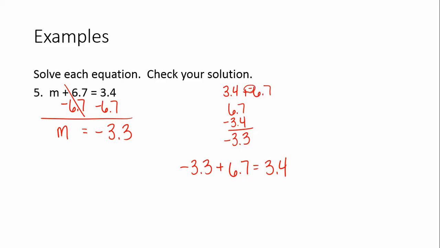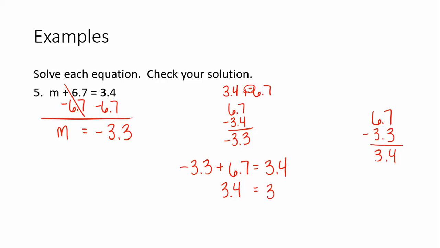Okay, sorry about that. So again, we're checking our solution. We want to make sure that the left-hand side is equal to the right-hand side. So what is negative 3.3 plus 6.7? Again, we have opposite signs on the numbers, negative and a positive. So we need to subtract the numbers. We get 3.4. 6.7 is larger, it's positive, so our answer is positive.